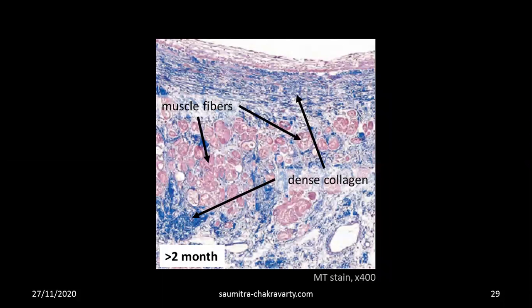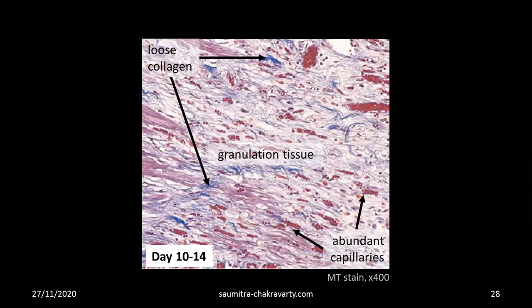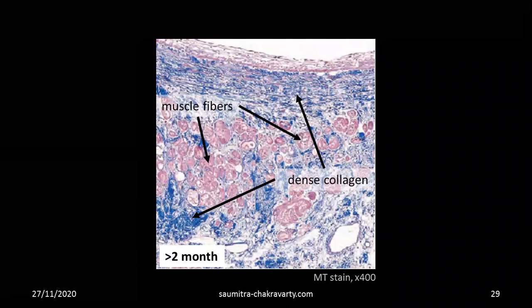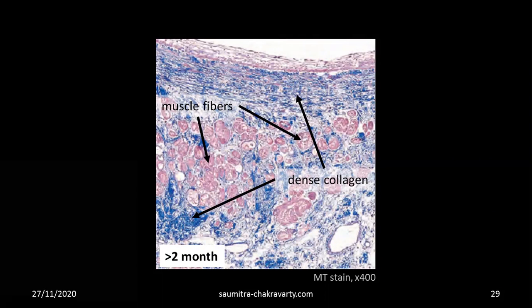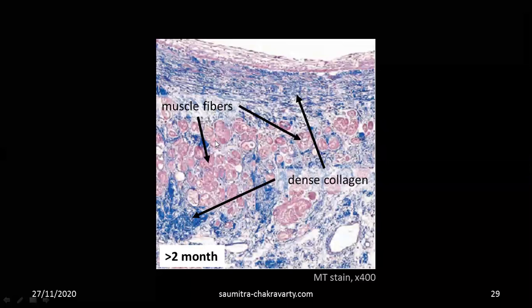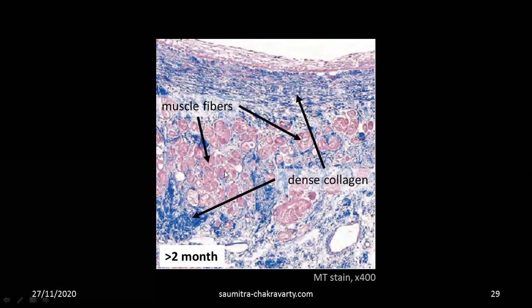And after 2 months, there is dense collagen. That same blue stuff has now increased a lot. Do you see that here? And some muscle fibers that survived somehow are trapped in between them. These muscle fibers are not very efficient at contracting because they're trapped within this fibrosis. Do you see these blue areas here? These are dense collagen. See? Do you see that?